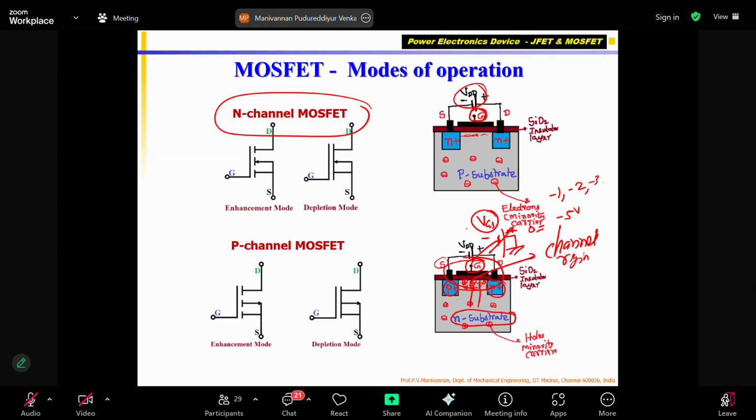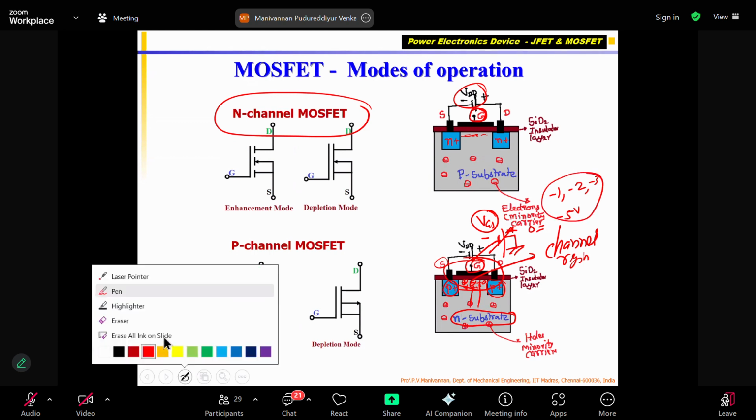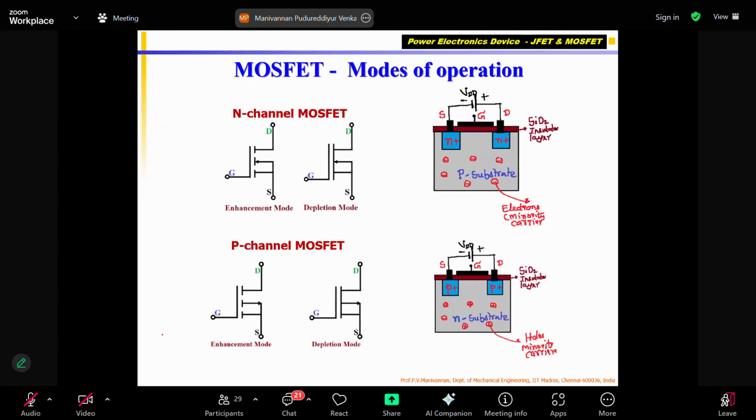We applied a negative voltage to the gate terminal of the P-channel MOSFET. This is the basic operation. Okay. Any questions, please ask, because it's very important. In the exam, you may be expected to write about this with a drawing and all those things. Definitely the question will be there.